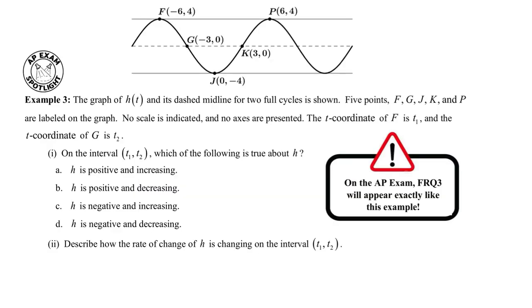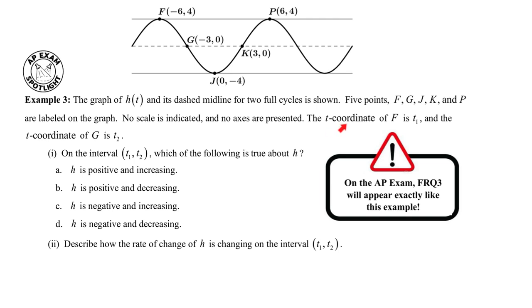Before we talk about this, I want you to notice down here what this little note says. FRQ3, free response question number 3, is going to be just like this question. So let's make sure that we get this one down. All right, so here we go. The graph of h of t. All right, so this graph right here, h of t. We have the dashed midline. It's showing a couple cycles. We'll get to that at some point. But I want you to notice that, look, hey, this is the x-axis because we have a -3, 0, and a 3, 0. And remember, whenever your y is 0, you're on the x-axis, right? All right, so h of t, that's the actual graph.